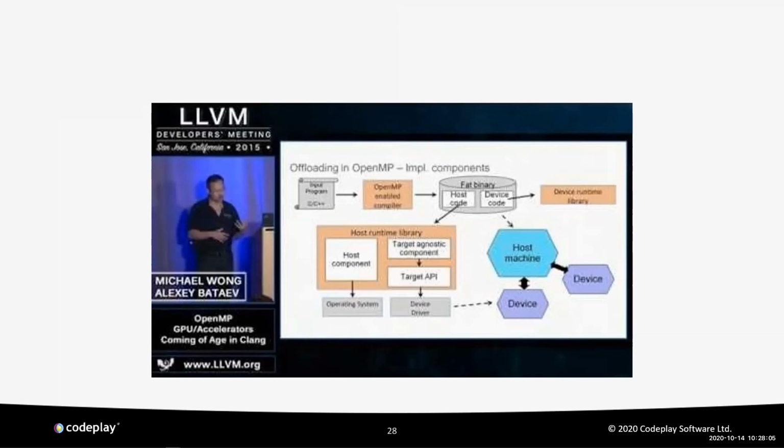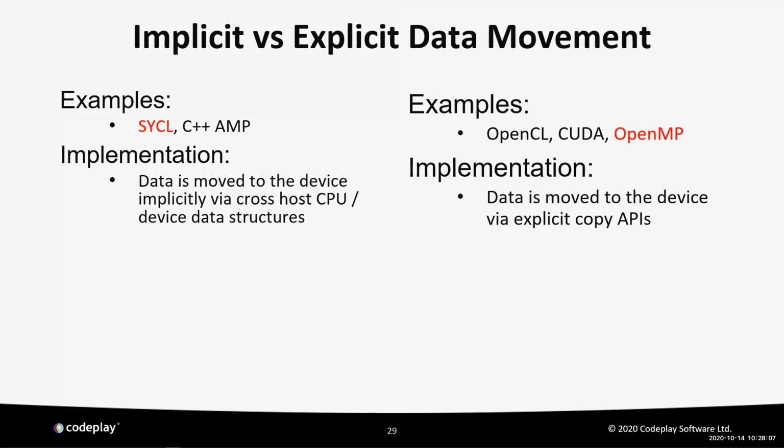I hope it doesn't start. Okay, good. So with implicit versus explicit data movement, with implicit, the data is moved to the device implicitly via cross host CPU device data structures. It's usually runtime mediated so that data is moved just in time to the compute device as necessary.